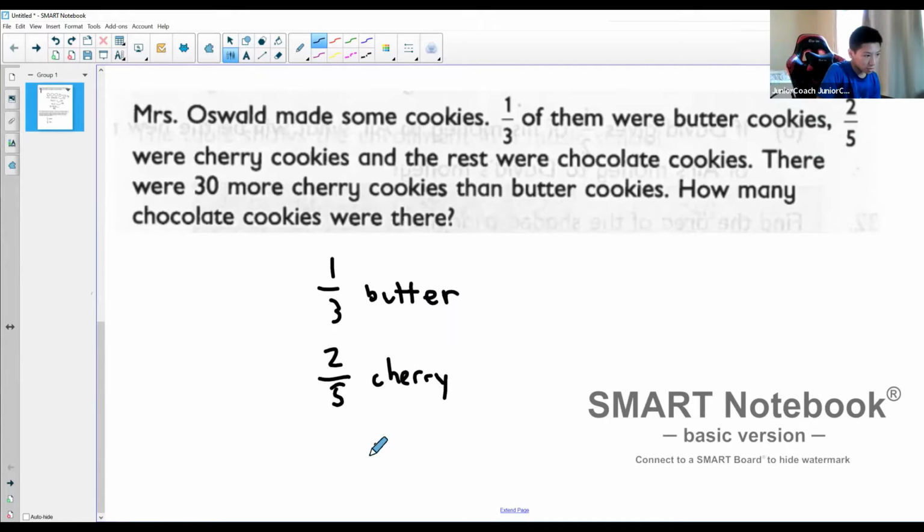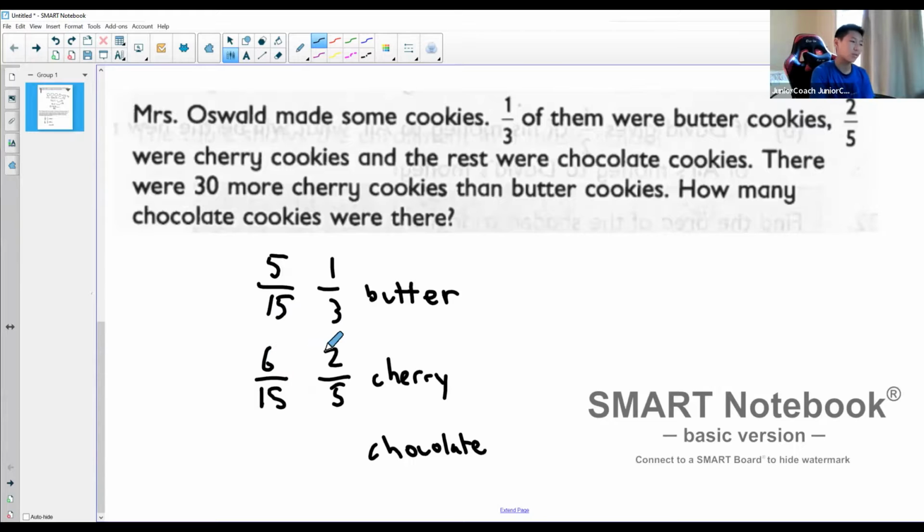Now, I also want to solve how many chocolate there are, but first we need to make these two like denominators, okay? Because that just makes it easier to work with. That should be like the first step whenever you are approached with a problem like this. You should make some like denominators to make everything easier. So what we do for that is we find the least common multiple, which is 15. And then we would end up with 5/15 butter cookies and 6/15 cherry cookies. Wait, no, not 6. My bad. Wait, it is 6. Okay, never mind. Yeah. So, that means butter and cherry cookies total to 11/15.